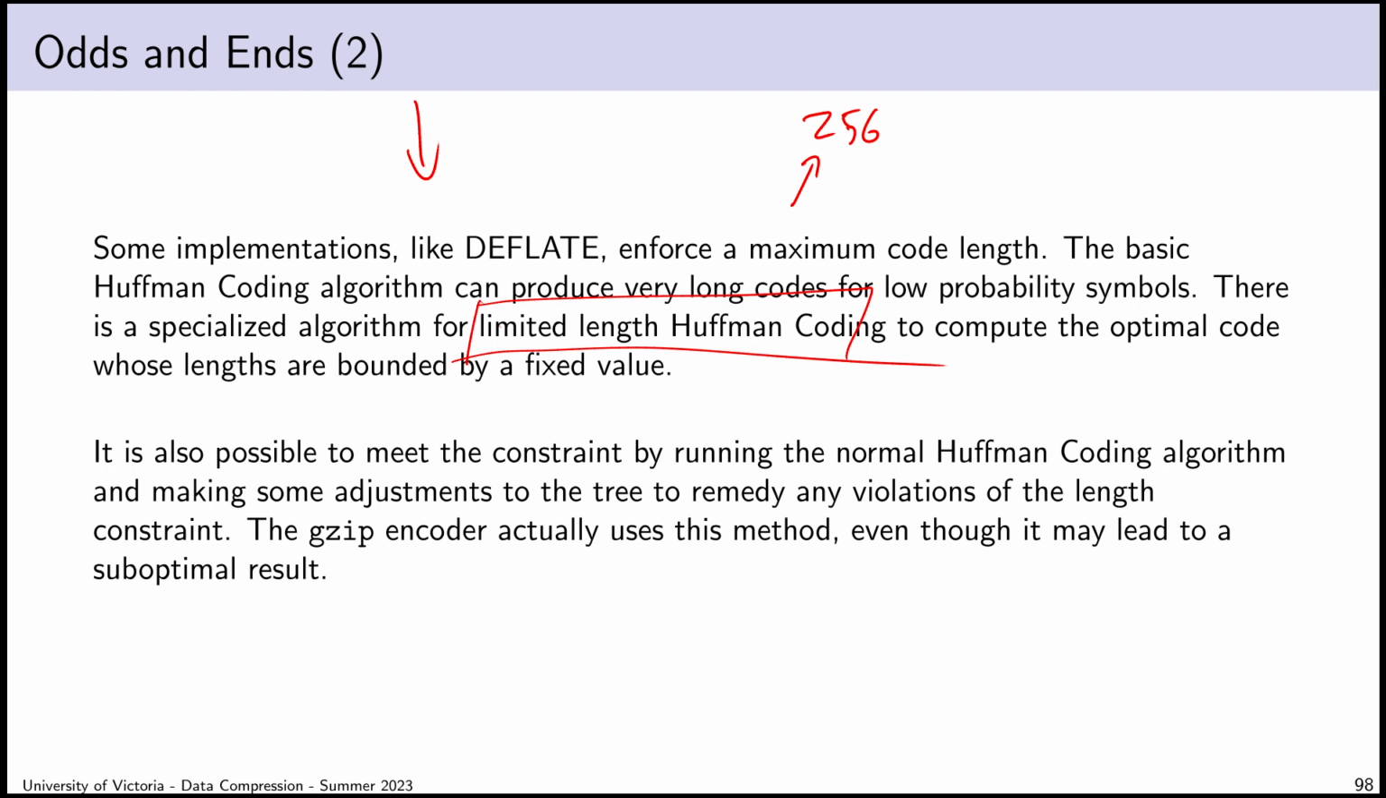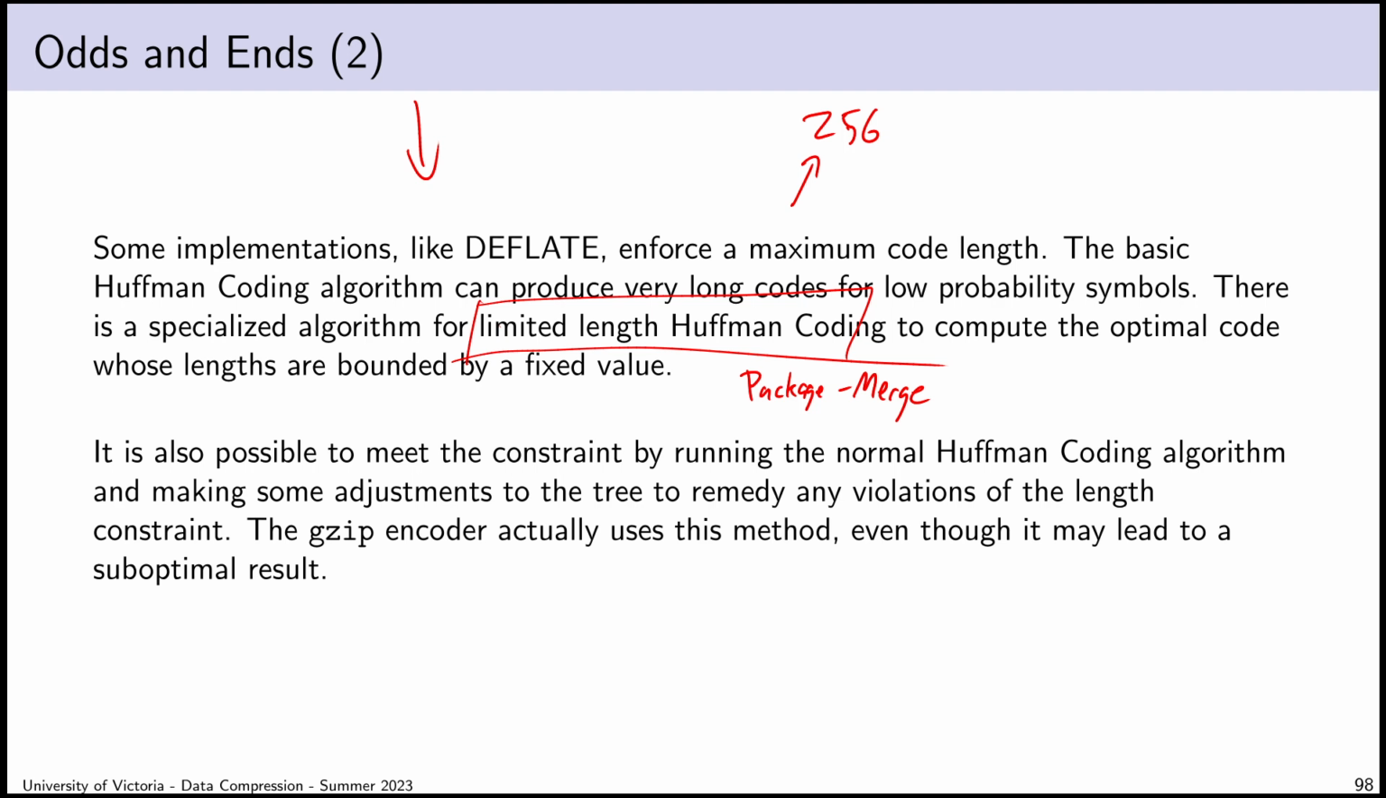Like you say, here's a bunch of symbols. I don't want any encoding to be longer than, I don't know, 15 bits. And it will compute the best possible encoding respecting that maximum length. The algorithm that this slide is referring to is called the package merge algorithm, among others. There are a few others that are variants of that. And so deflate has this limit, and if you use the generic Huffman coding algorithm, it could generate a code that doesn't work with the maximum code length enforced by deflate.